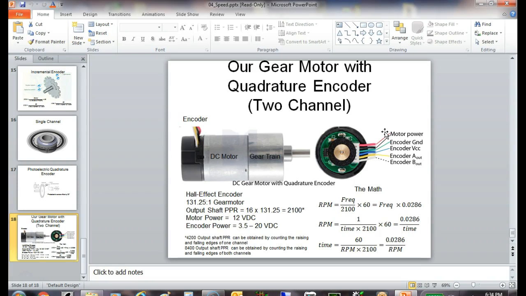Quadrature encoder. We talked about those, right? What does a quadrature encoder do for?